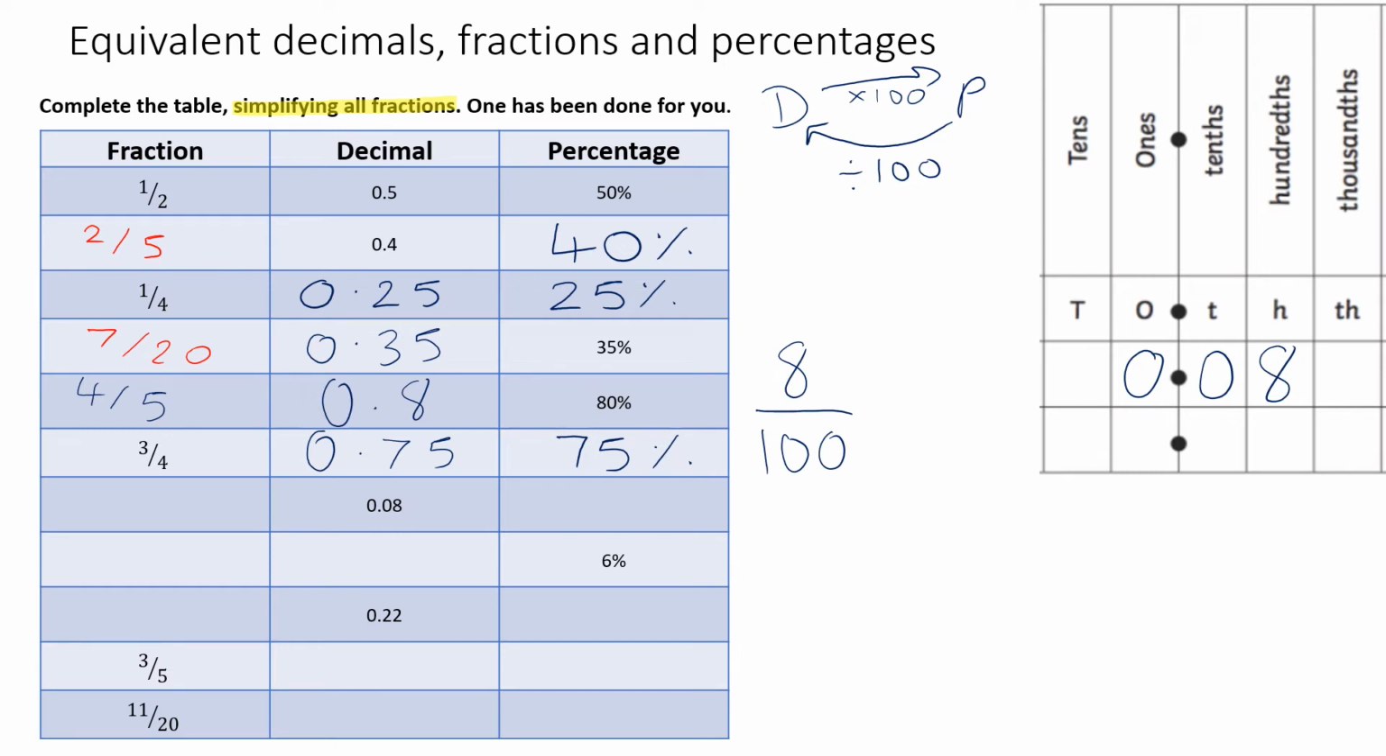Well, hopefully, again, we realize 8 and 100 are both even numbers. They are both divisible by 2. So if we divide 8 by 2, we get 4. And if we divide 100 by 2, we get 50. But again, 4 is even, 50 is even. So dividing again, we get 2 over 25 as our fraction in its simplest form.